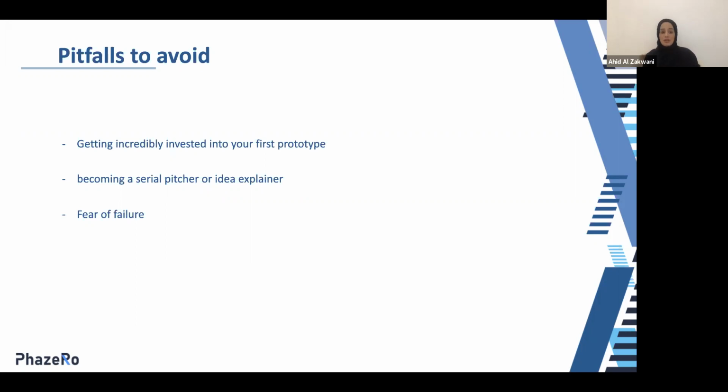And then don't be a serial pitcher or idea explainer, because if you do this, that means that your sketches are not clear enough and people don't understand it. So let them understand and go through the whole journey by themselves. Don't explain everything, and when you see that they ask some questions and they need clarification, it means that you are not doing it right and you have to redesign the sketches again.